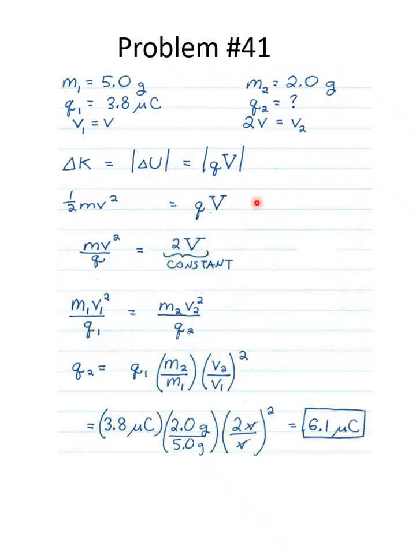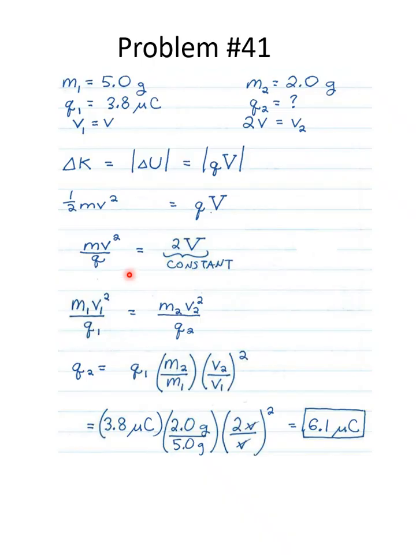And I'm going to divide both sides by Q and multiply both sides by 2. Now the reason I've done that is this is a technique that we've seen before, where if we have a situation where there's some components in the equation that are equal but some that are changing, I put everything that's changing to the left, everything that's not changing to the right. And so the 2 and the voltage, those are what are constant. The stuff on the left, mv squared over q, that's what's different.